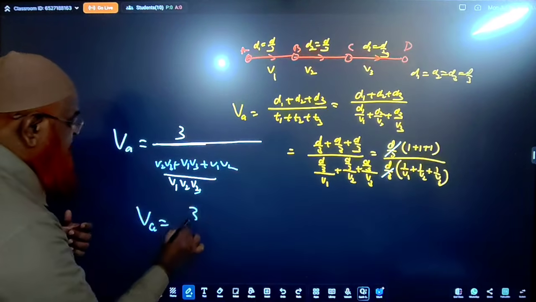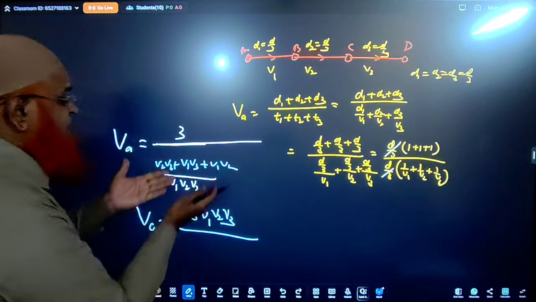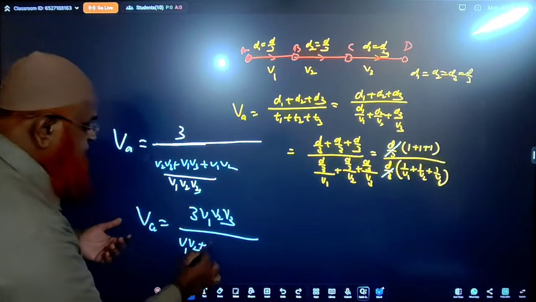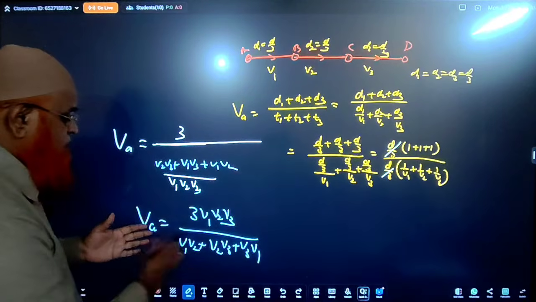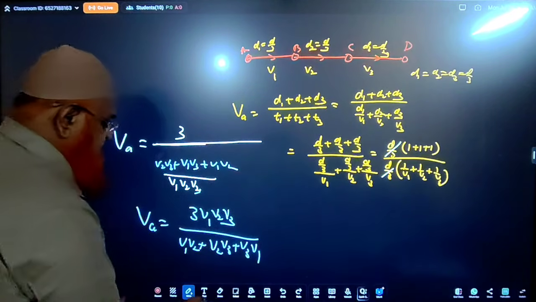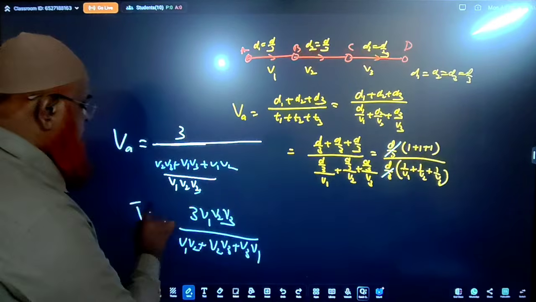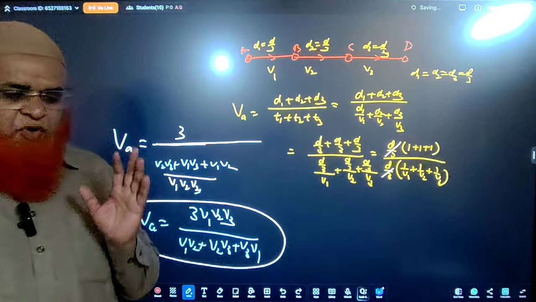So V average comes to numerator 3 V1 V2 V3. You write in the order so that we can remember: V1 V2 plus V2 V3 plus V3 V1. 1, 2, 2, 3, 3, 1. Like this, if you write, it is easy to remember the formula. Okay. Hope you have understood this. This is going to be your formula for triple cases.